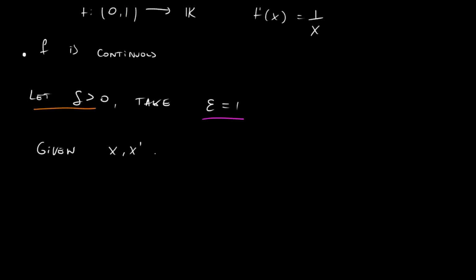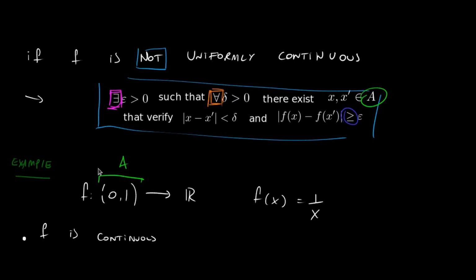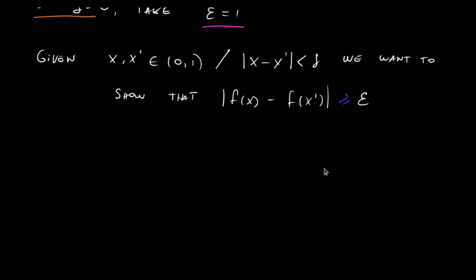Given x and x prime that are in our interval (0, 1), and such that the absolute value of x minus x prime is smaller than delta, we want to show that the absolute value of f of x minus f of x prime is greater than or equal to epsilon. Again, this greater than or equal to comes from the definition of the negation of uniformly continuous.